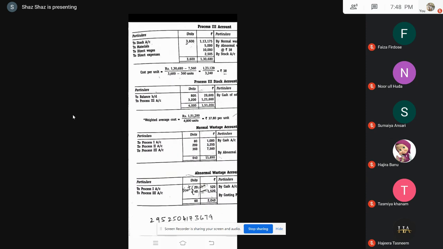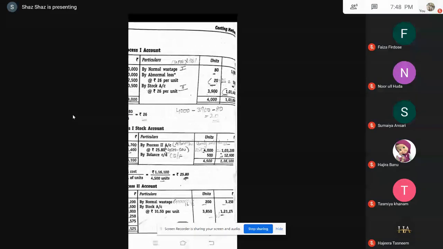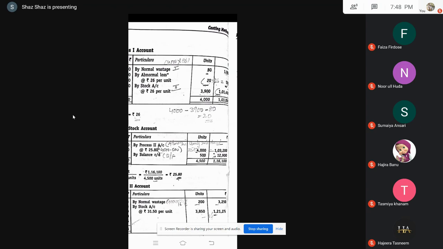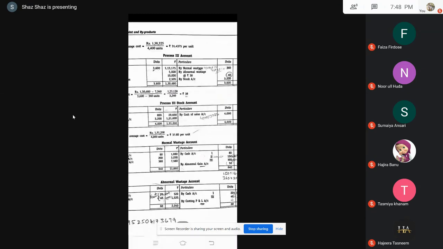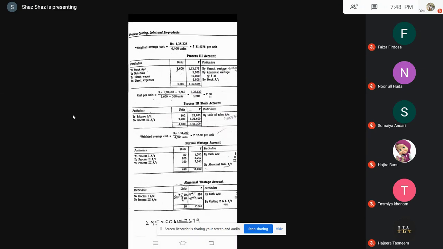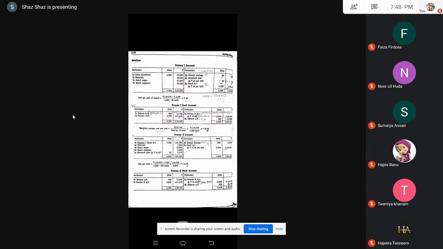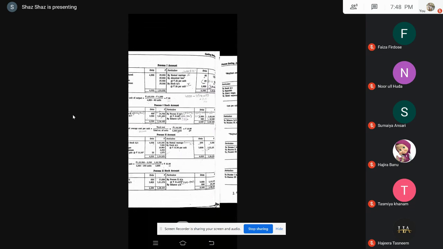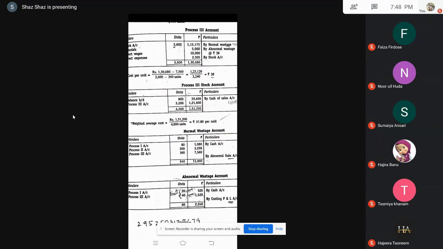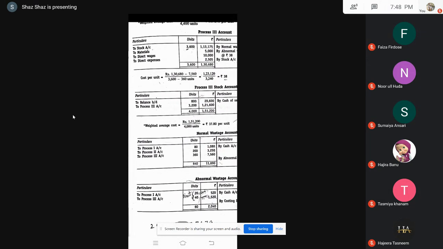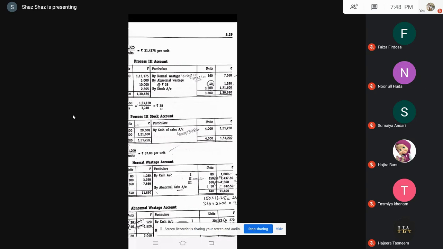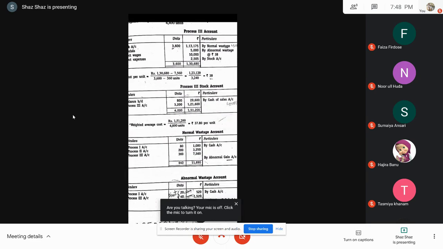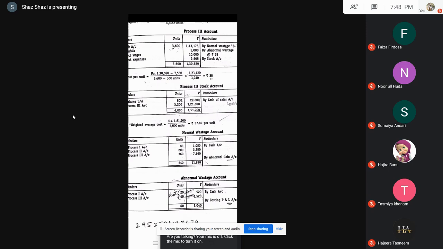So dekho, tu process account with the units you're supposed to take it. Units and with the concern amount. Okay. So under process 1, see, you have 80 units and amount was 1080. So you have taken process 1 ka, 80 and 1080. Then process 2 mein what was the normal wastage? See here, 200 and 3250. So here also you're supposed to take 200 and 3250. Then process 3 mein kya hai? 360 and 7560 hai. So 360, 7560 you have to take.